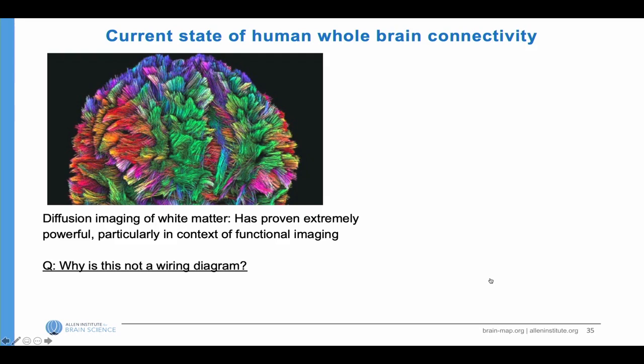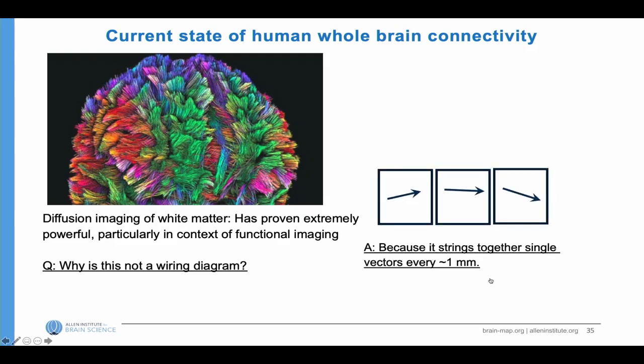It's a hint, but it isn't really a wiring diagram because it strings together at each position in space, roughly a millimeter, now a half millimeter in space, a vector of the dominant direction that axons point, and maybe another vector where there's a subdominant direction. And these wires are not wires, it's linking together the dominant directions.